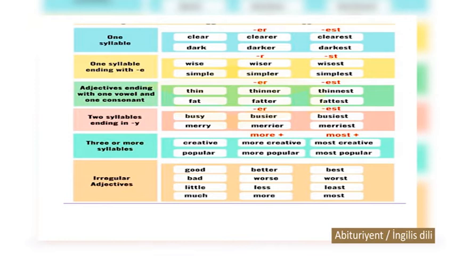But remember, if adjectives in the superlative degree are preceded by determiners, for example demonstrative pronouns or possessive pronouns, no article is used. For example, he is my best friend. We never say he is the best friends.